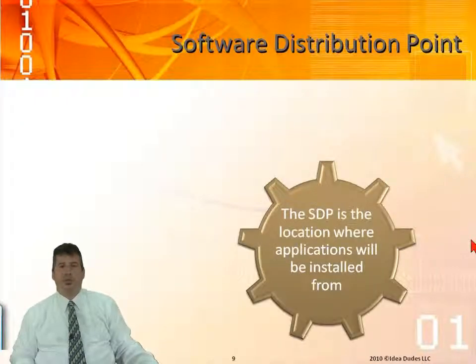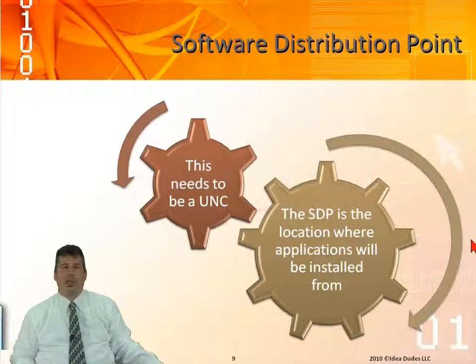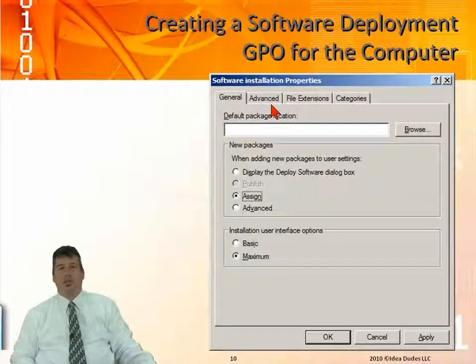Now the software distribution point is the location where the applications will be installed from. And this needs to be a UNC, the Universal Naming Convention. So it's whack, the server name, whack, the share name. Creating a software deployment GPO for the computer, we have the general, which would have a default package location, which you do whack, and you put in the server name and the share name. We can browse to that, or we can just put the information in. Now you have to understand that when you're working with a computer, you can only assign, you cannot publish.